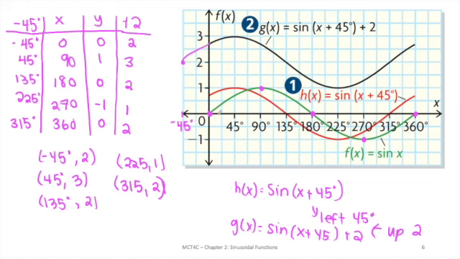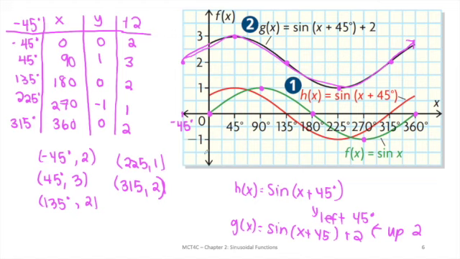Okay, then you're going 45 degrees and putting a dot at 3, 135 degrees and putting a dot at 2, 225 degrees and putting a dot at 1, and then 315 degrees and putting a dot back at 2. Okay, so then you would connect all of your dots there. Much neater than I can do on my whiteboard thing. Okay, so that is how you would do it.